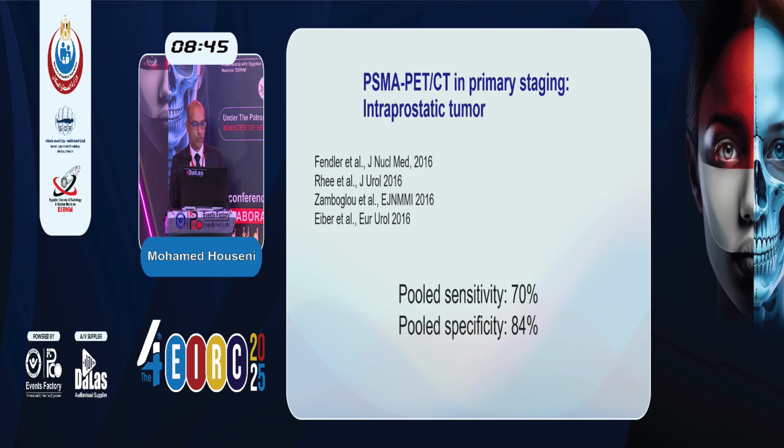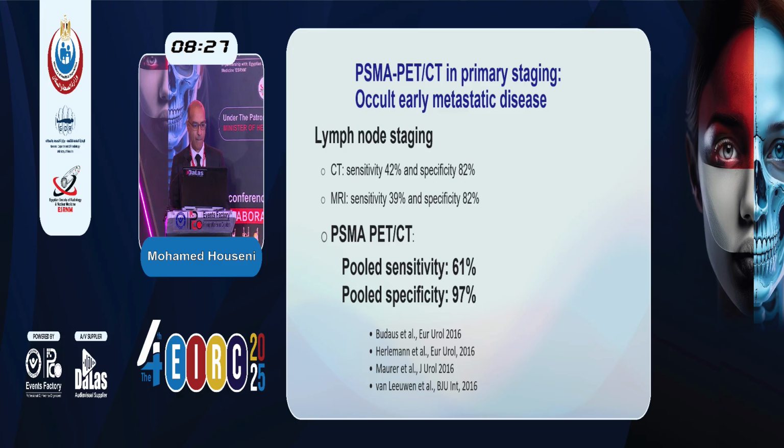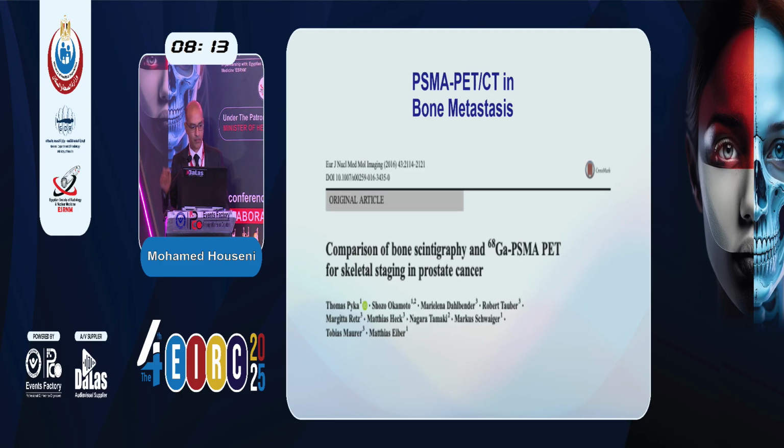So the performance of PSMA PET-CT for the primary staging in the intraprostatic tumors, the pooled sensitivity is 70% and the specificity is 84%. In this patient, we can demonstrate the active lesions in both lobes of the liver. And regarding the lymph nodal staging, the pooled sensitivity for PSMA PET-CT is 61% with a specificity of 97%.